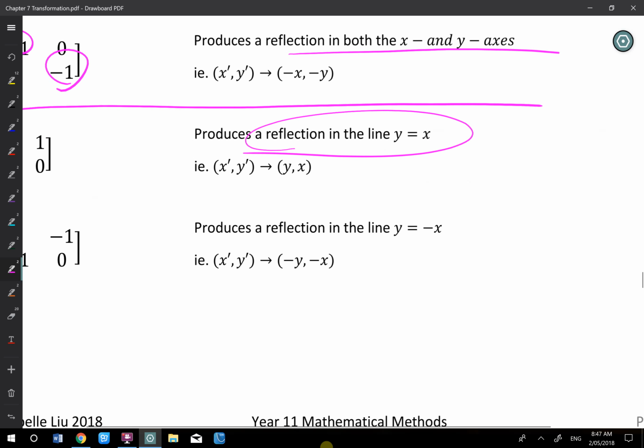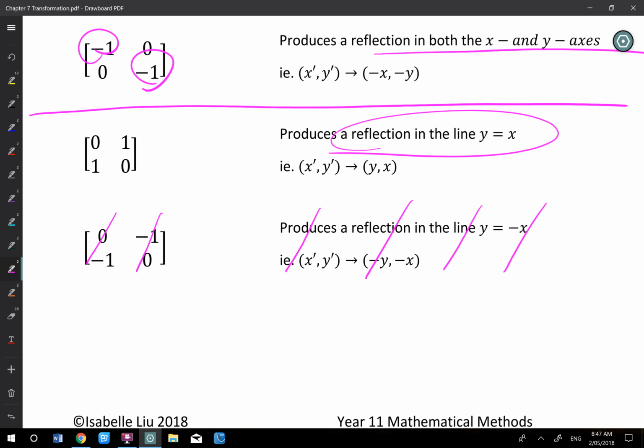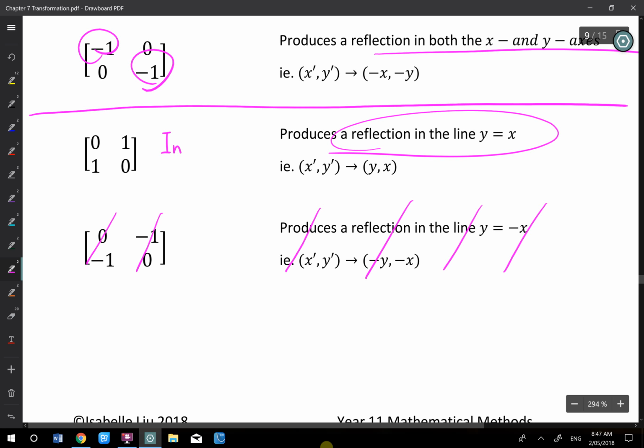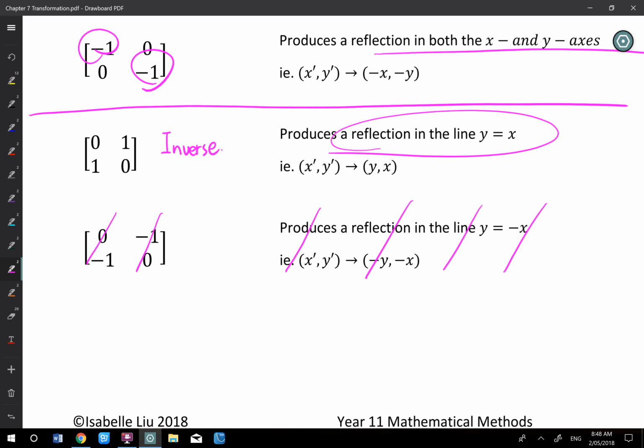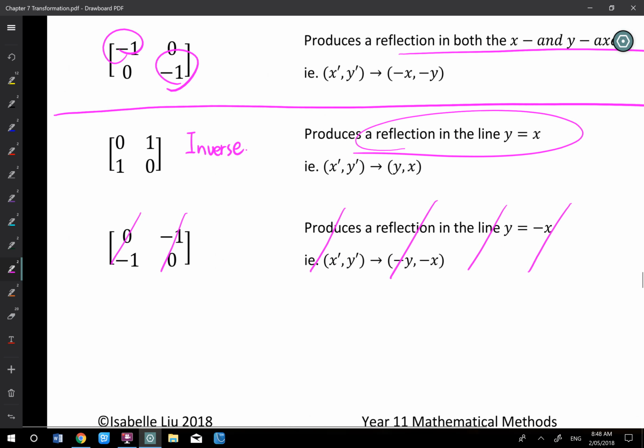Okay, ignore this one. I don't want to go through this one. It will make things more complex. You just need to remember reflecting in the line y equals x. That's what we require, the inverse function. Remember that's the inverse. We haven't talked about that last week when we talked about transformation. This is very unique in the matrices. So let's have a look.